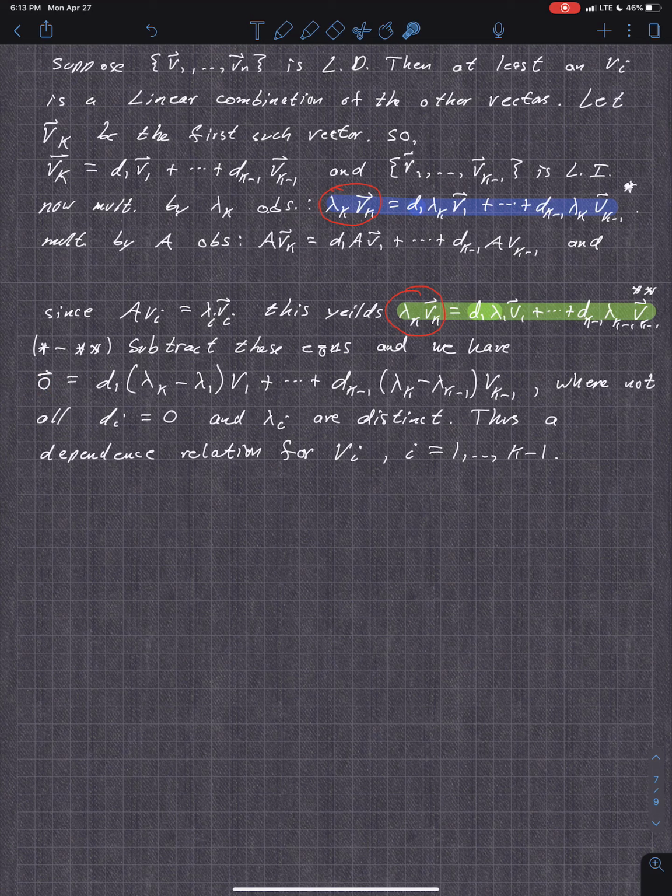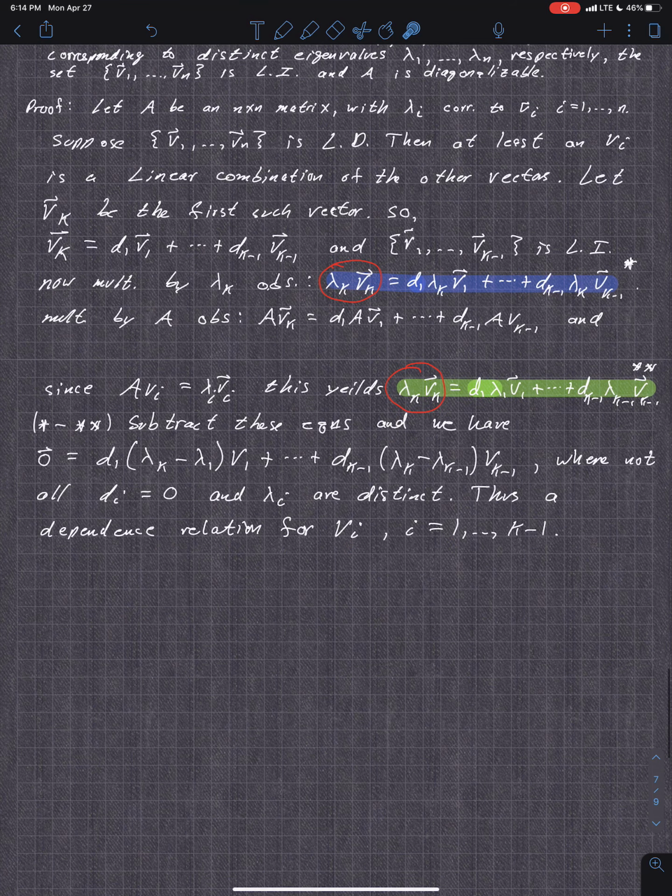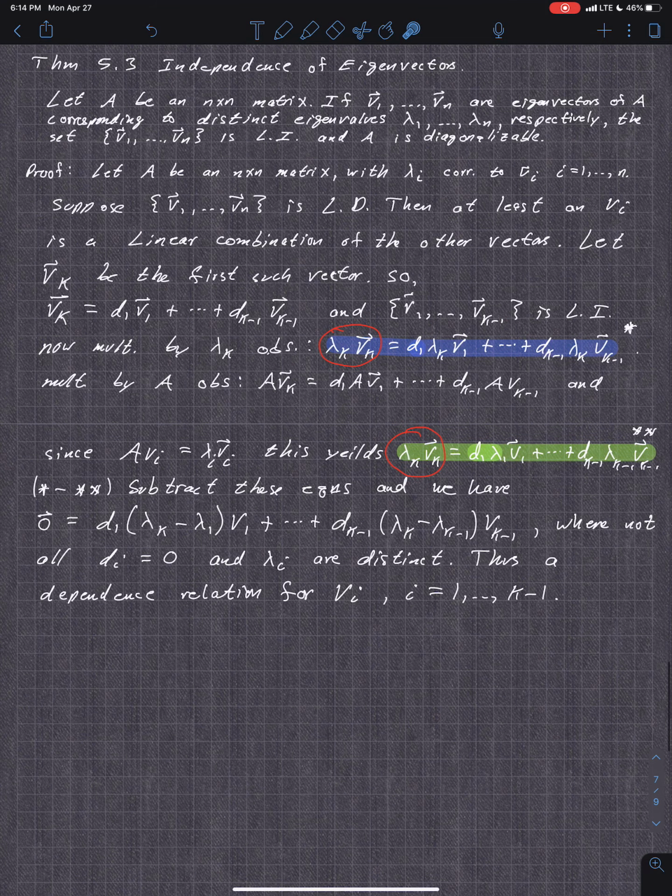If that's the case, then we have a dependence relation, because otherwise all the d's would be 0, and it wouldn't be a dependence relation. Thus, a dependence relation for the v sub i's from i equals 1 to k minus 1. But we assumed that set was linearly independent. That's a contradiction right there.